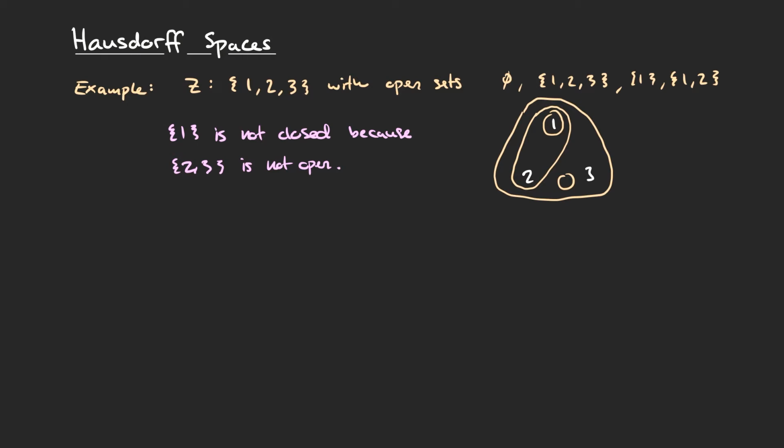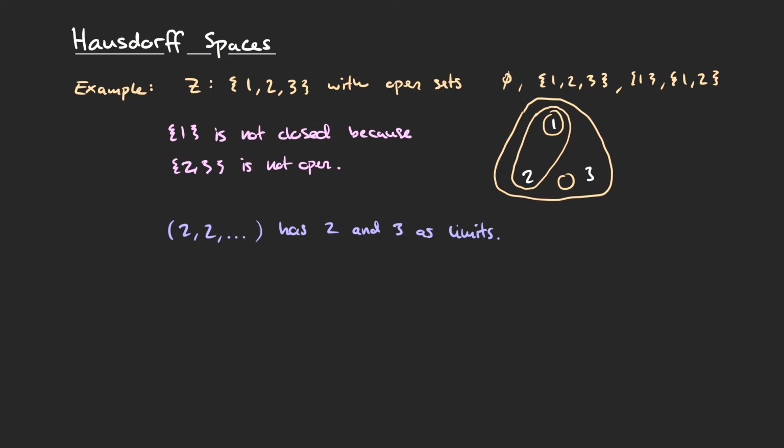So consider the constant sequence at 2. So this is the sequence which has just values 2. And in our space Z, this sequence actually has two different limits. So it has the point 2 and also the point 3 as limits.